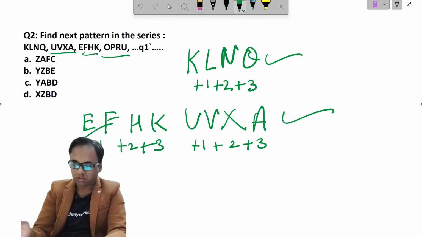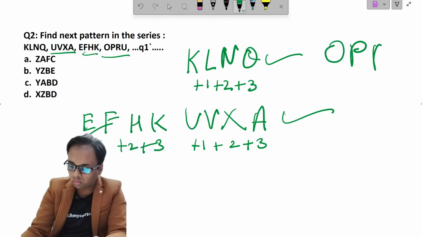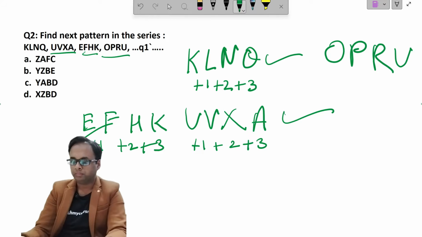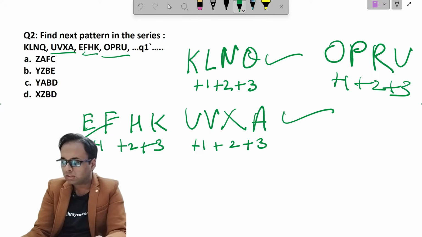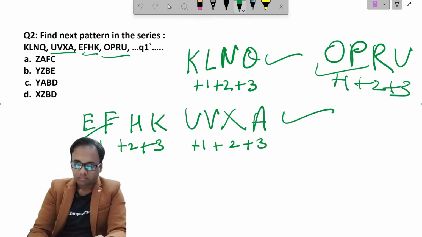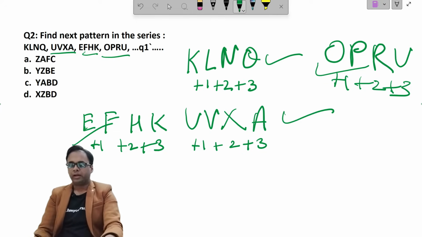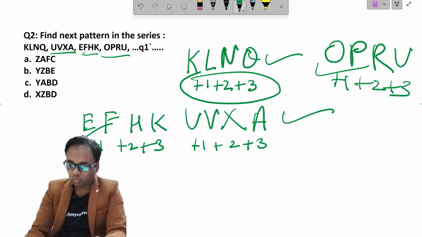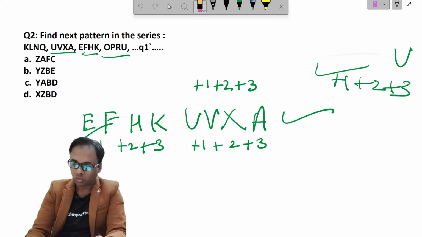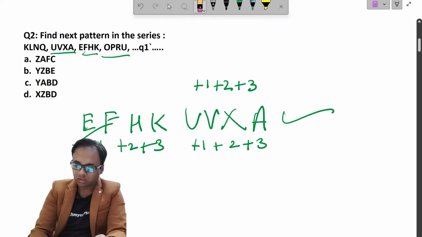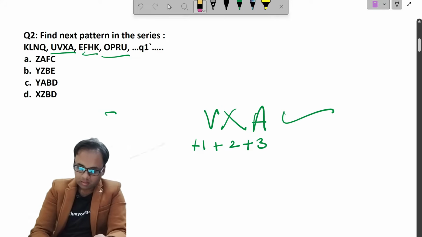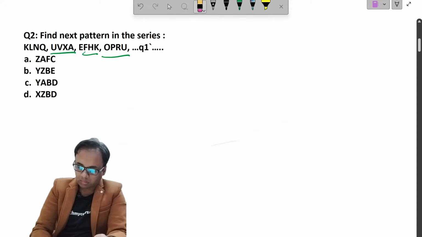Now next, O, P, R, U. L, M, N, O, P. So it is plus 1, plus 2, and plus 3. So similarly, the next group would be like that only. Plus 1, plus 2, plus 3 is the way to go. Let me erase this completely.